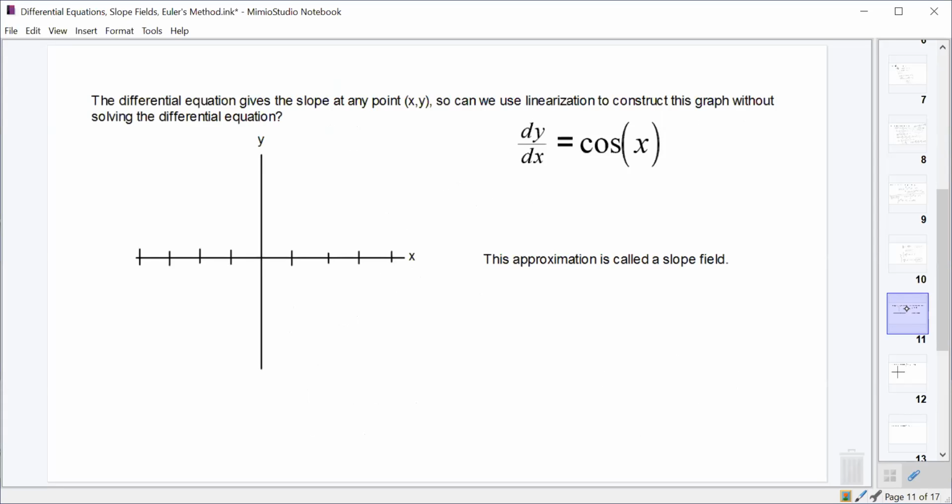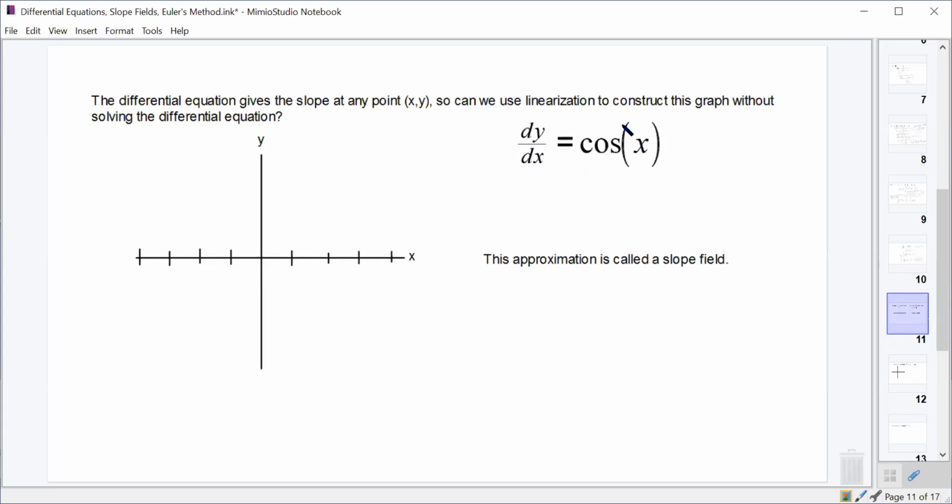And the idea of the slope field just comes from the idea of linearization. A derivative, dy dx, is just the slope of the tangent line to the function that is the solution to this differential equation. We know that the solution to dy dx equals cosine x is just y equals sine x plus any constant that we want.